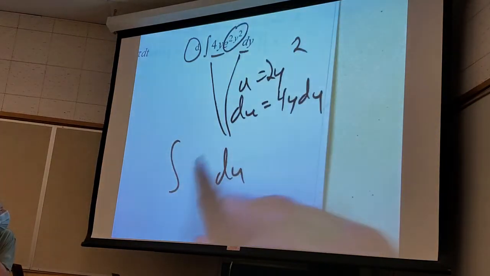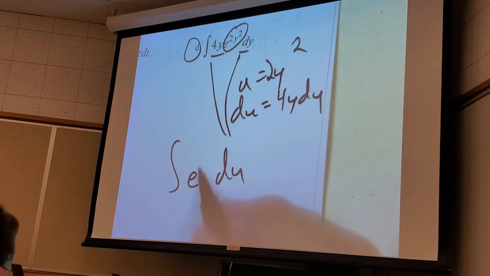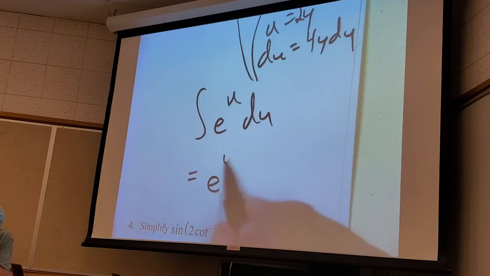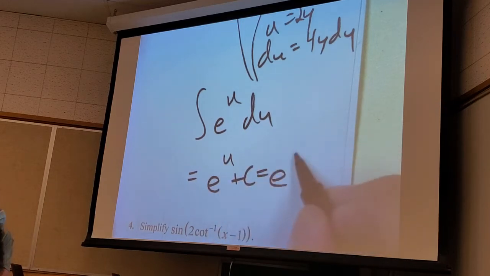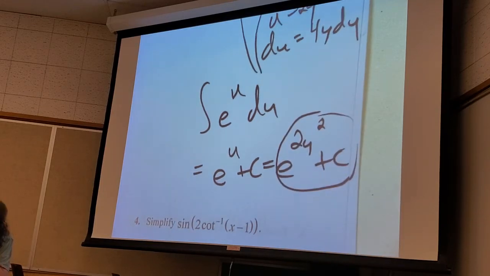E to the 2y squared becomes e to the u. And the integral of e to the u is e to the u. And u was 2y squared. And how do you check that? Take its derivative, exactly. If you integrate something, you check it by doing the derivative and making sure it goes back. I like it.